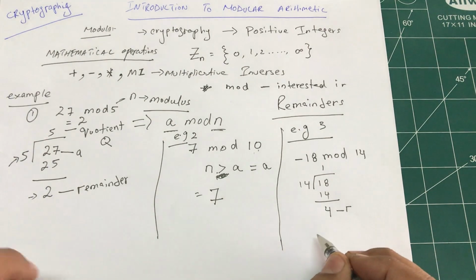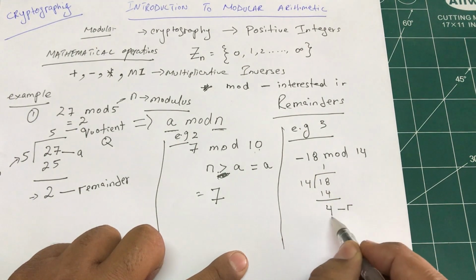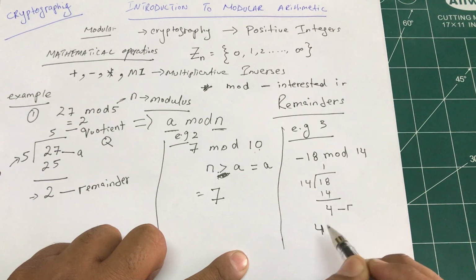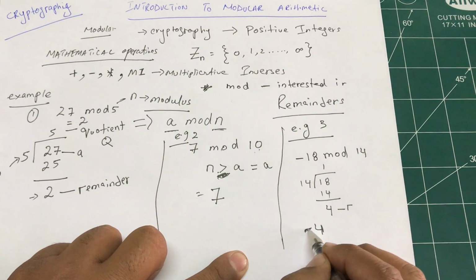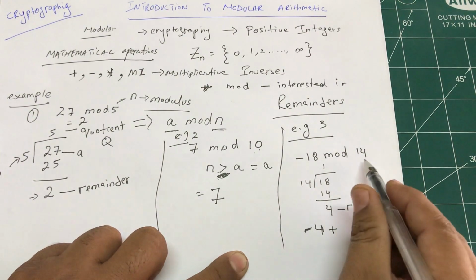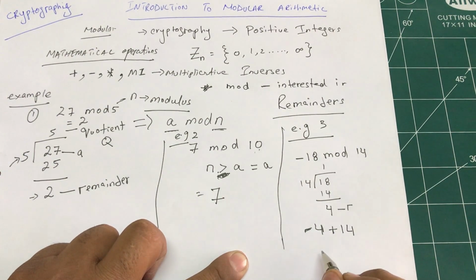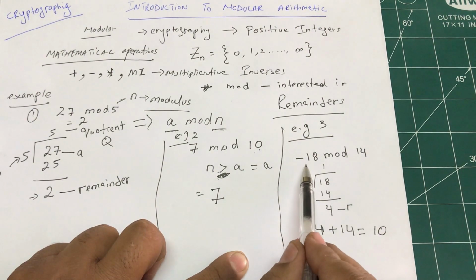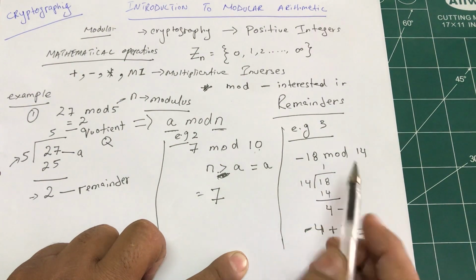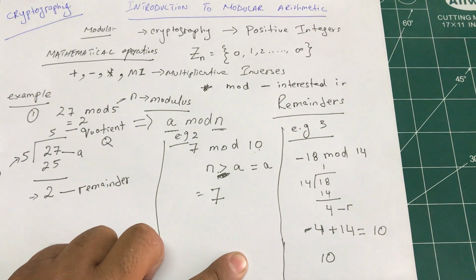And what we're going to do now is bring this out. Now I'm going to take this remainder out and I'm going to bring this negative out as well. And then I'm going to add my modulus to this number. So what do I get? 14 minus 4, I'll get 10. So the answer for negative 18 mod 14 is going to be 10. I hope you got that.